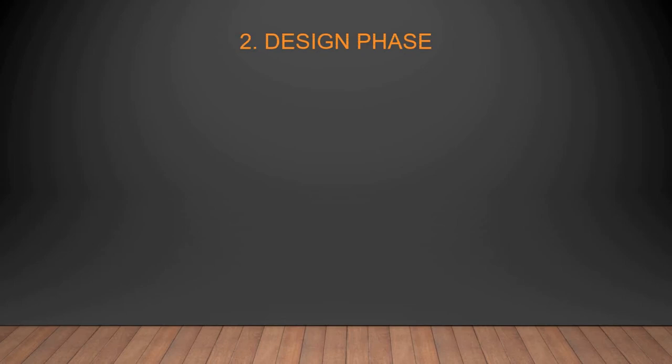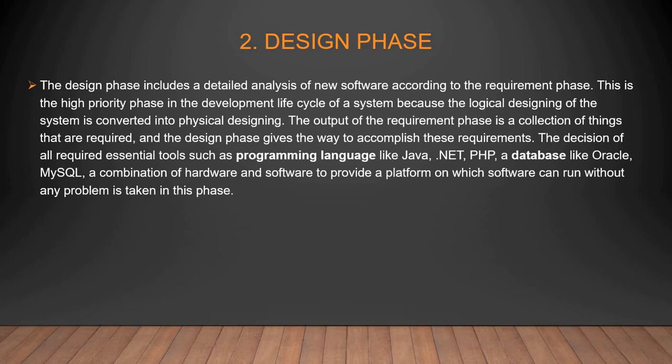Let's continue with design phase. What is design phase in software development life cycle? The design phase includes a detailed analysis of new software according to the requirement phase. This is the high priority phase in the development life cycle of a system, because the logical designing of the system is converted into physical designing. The output of the requirement phase is a collection of things that are required, and the design phase gives the way to accomplish these requirements.